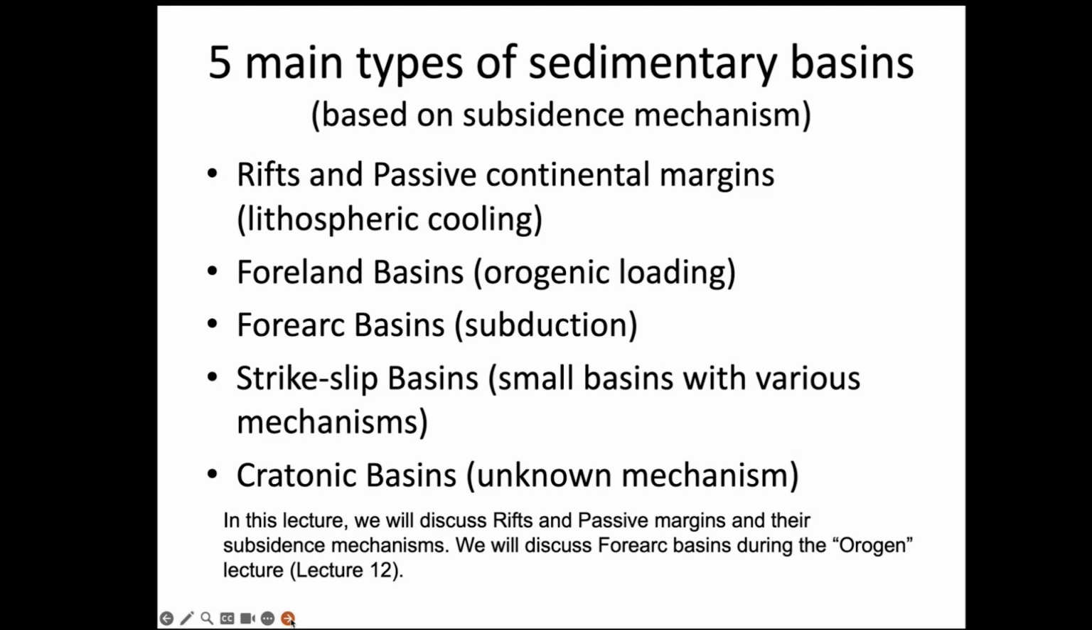Forearc basins are related to subduction. They're not very important, but we will touch on them when we talk about subduction. Strike-slip basins are small basins with various mechanisms, and we'll talk about them when we talk about transform faults and strike-slip faults. And then there are cratonic basins, and these have an unknown mechanism, quite interesting. But in this lecture, we're going to just talk about rifts and passive margins and the basins associated with them.